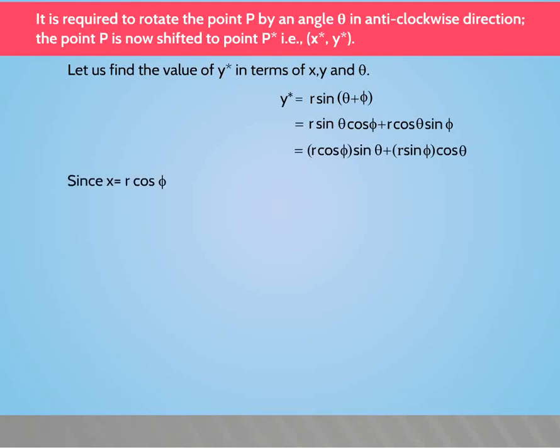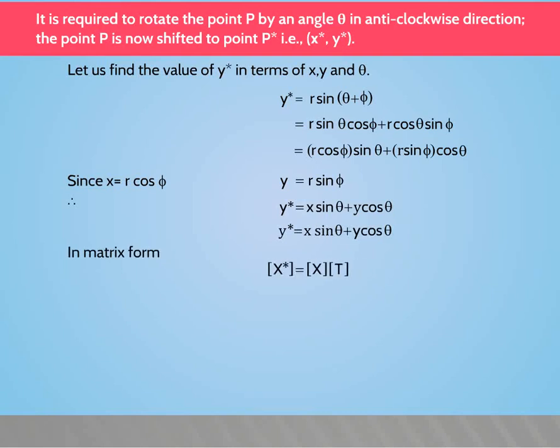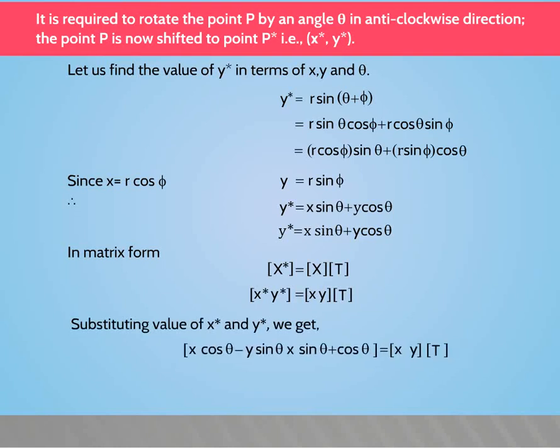Since x is equal to r cos phi, y is equal to r sin phi. Therefore, y asterisk is equal to x sin theta plus y cos theta. In matrix form, x asterisk is equal to x into T. [x asterisk, y asterisk] is equal to [x, y] into T. Substituting the values of x asterisk and y asterisk, we get [x cos theta minus y sin theta, x sin theta plus y cos theta] is equal to [x, y] into T. Hence, the matrix [cos theta, sin theta; minus sin theta, cos theta] is equal to T.